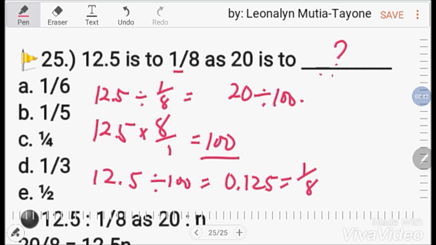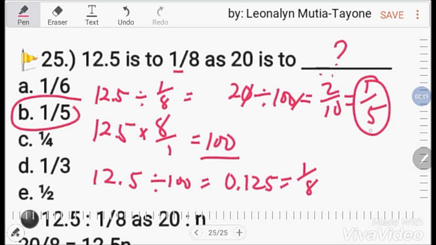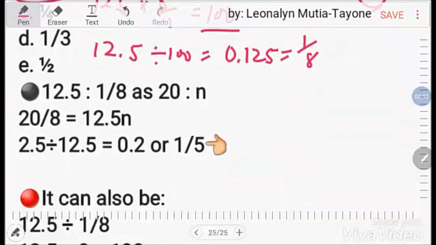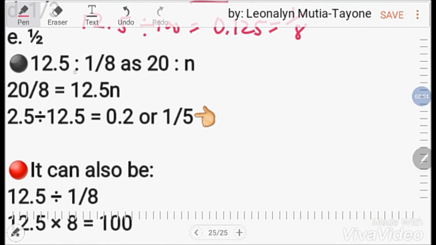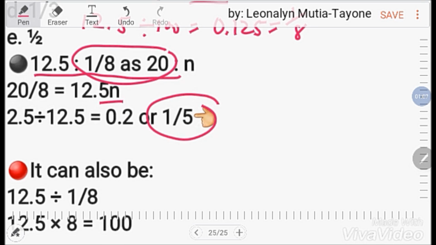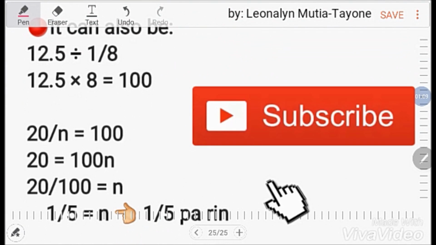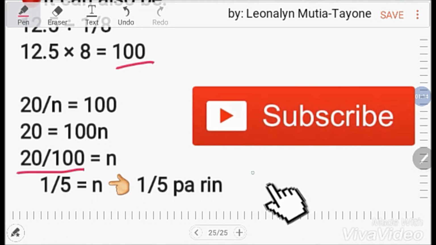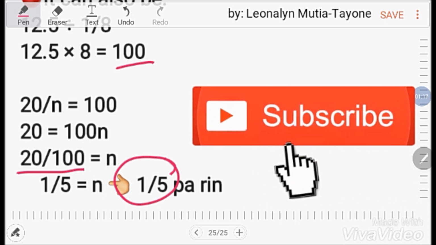Itong si 20 naman, yan din ang gagawin mo. Mag-divide ka ng 100 and the answer is 1/5. At ito yung ibang solusyon natin. Ito yung given at ang ginawa lang natin ay si 1/8 at saka si 20, nag-cross multiply tayo and the answer is 1/5. At ito rin yung ginawa natin kanina. So 100, ito rin, at 1/5 pa rin.